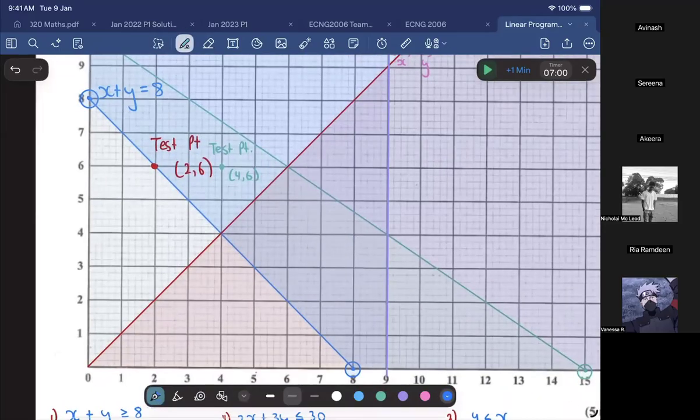It'll be 8, 2. 8, 2 will be over here. Let me help you all out. I notice that this is one of the vertices for the common region. That's 4, 4.